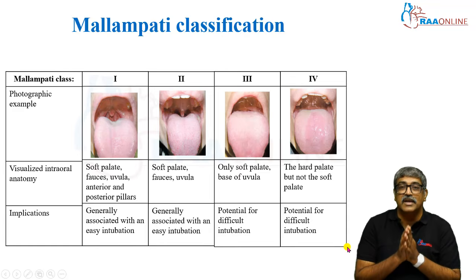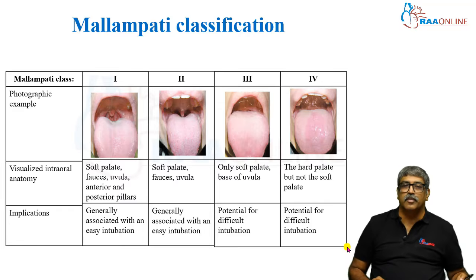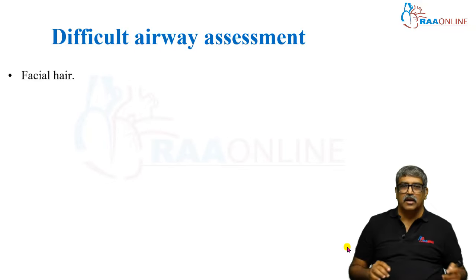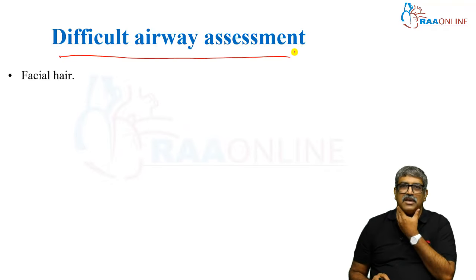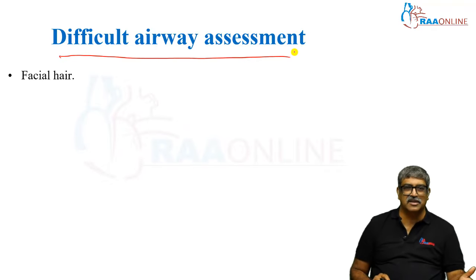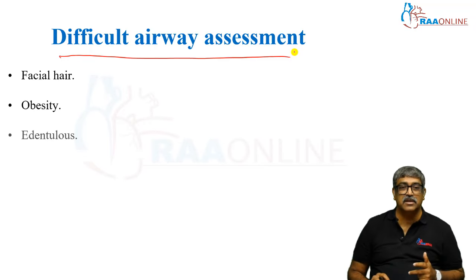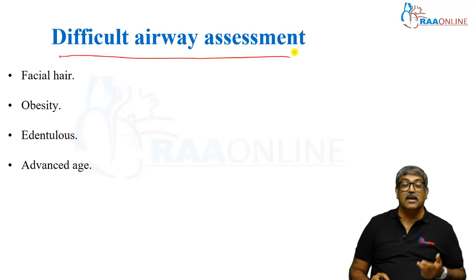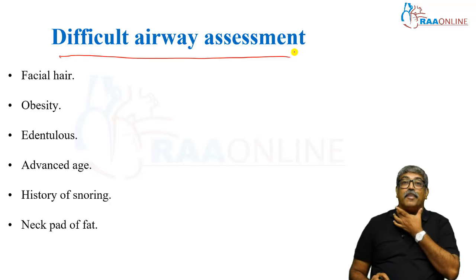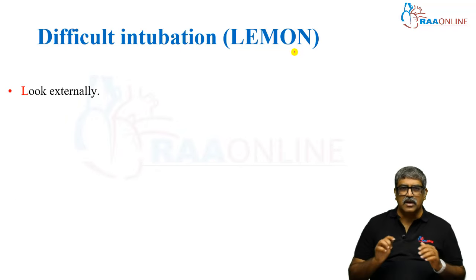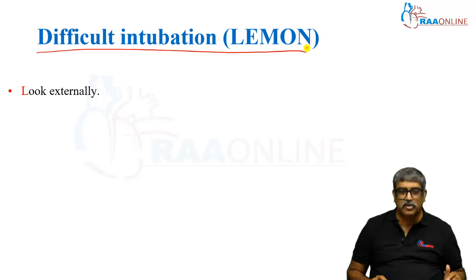So, you should always assess the Mallampati and document the class of Mallampati in your pre-op assessment chart. Now, coming to difficult airway assessment. If you have a beard, it is going to be a difficult airway assessment. Obesity, a patient with a large neck pad of fat, edentulous, no teeth, elderly population, and history of snoring. Coming to difficult intubation, which is called the LEMON scoring.